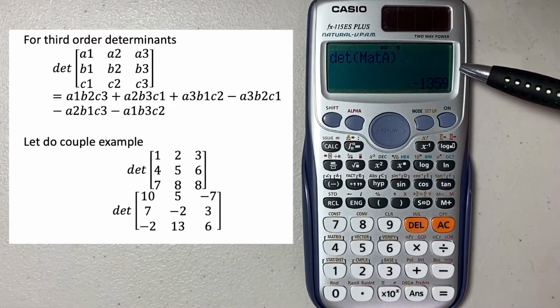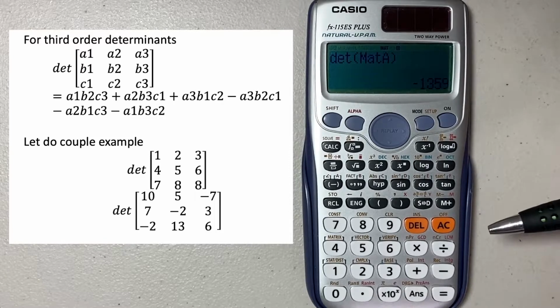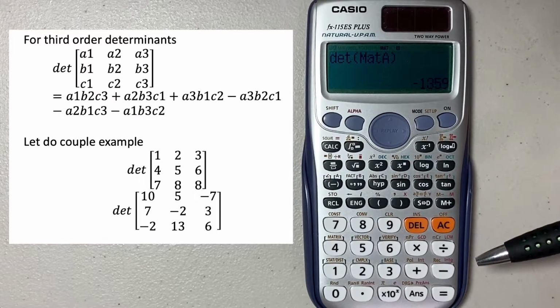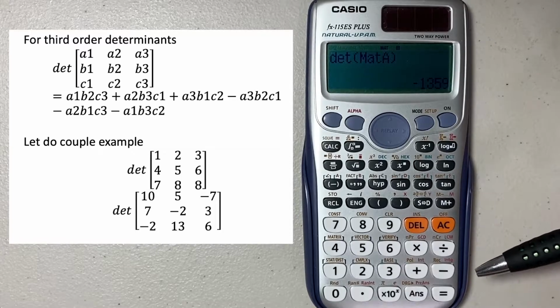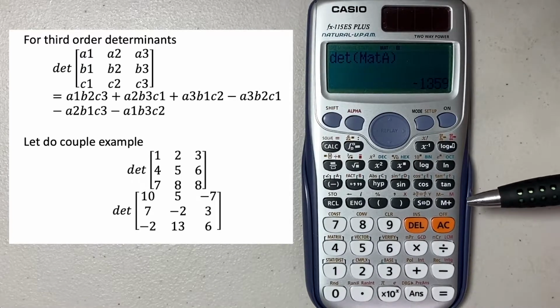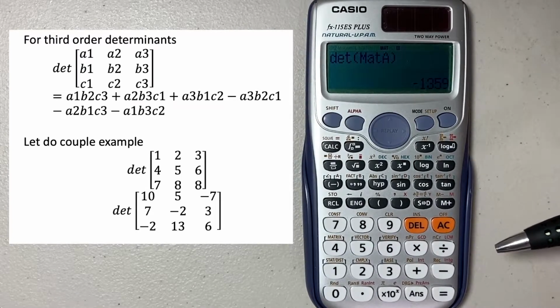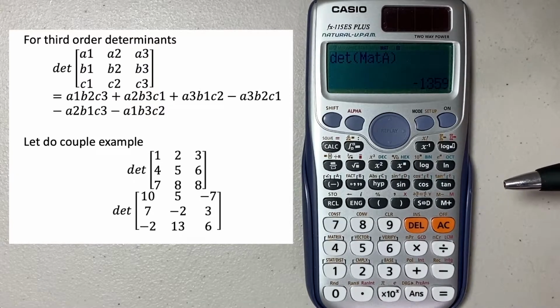Here we have a minus 1359. So once you understand the determinant concept, that calculator actually helps expedite the calculation, and this is pretty helpful when you do the exam, because if not, for a 3 by 3 matrix, you have to multiply A1 B2 C3, plus A2 B3 C1, and then plus A3 B1 C2, minus A3 B2 C1, and A2 B1 C3, and minus A1 B3 C2.